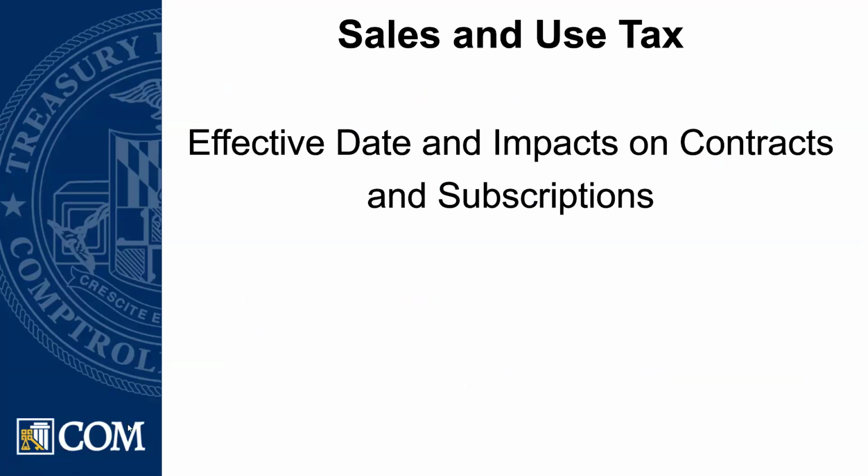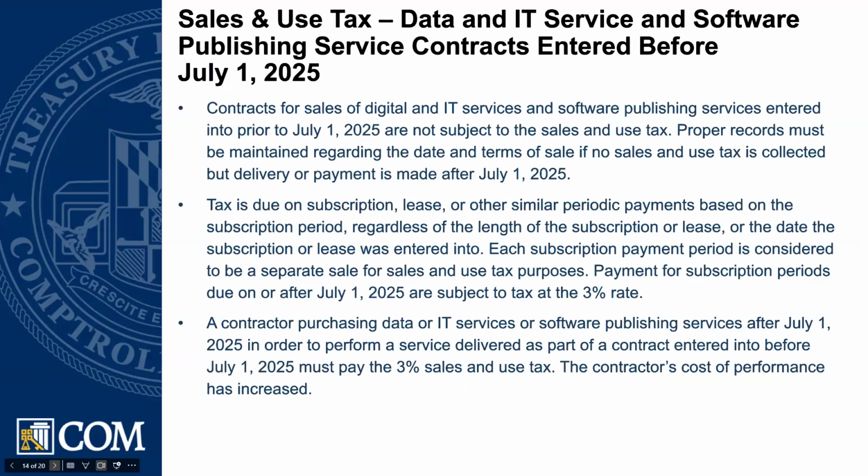Sales and use tax, effective dates and impacts on contracts and subscriptions. Contracts for sales of digital and IT services and software publishing services entered into prior to July 1st, 2025 are not subject to sales and use tax. Proper records must be maintained regarding the date and terms of sale if no sales and use tax is collected, but delivery or payment is made after July 1st, 2025.